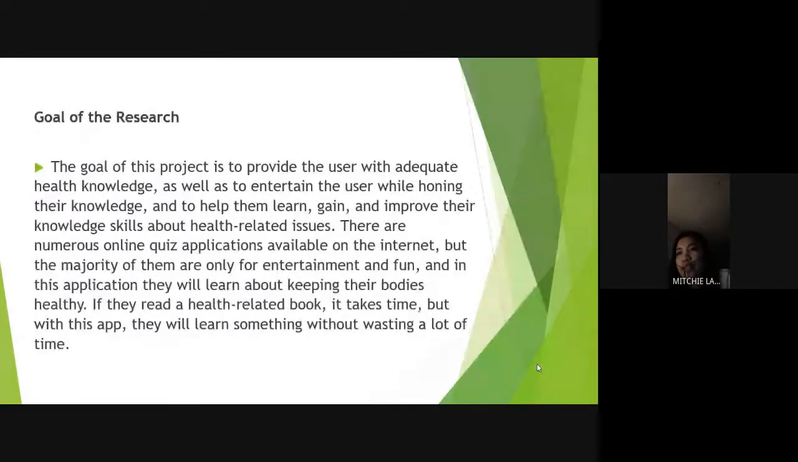So, the goal of the research. The goal of this project is to provide the user with adequate health knowledge as well as to entertain the user while honing their knowledge and to help them learn, gain, and improve their knowledge and skills about health related issues. There are numerous online quiz applications available on the internet, but the majority of them are only for entertainment and fun. In this application, they will learn about keeping their bodies healthy. If they read a health related book, it takes time, but with this app, they will learn something without wasting a lot of time.